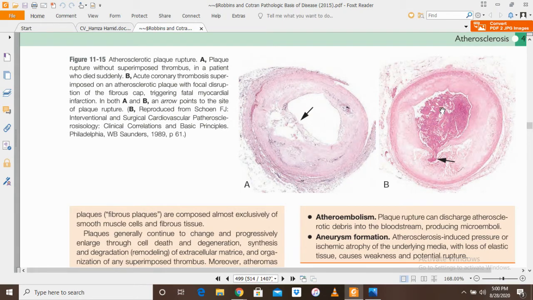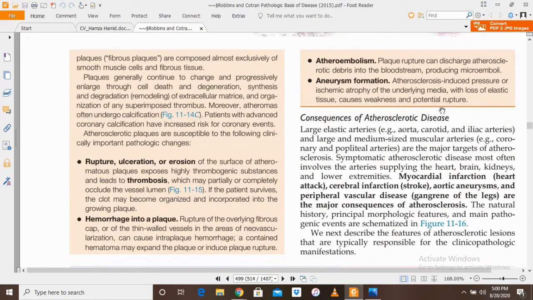So this is all about today's lecture. In the next lecture, we will study the consequences of atherosclerotic disease. That upcoming lecture will be the last lecture on atherosclerosis, and I will show maximum diagrams so you can review your topic of atherosclerosis.